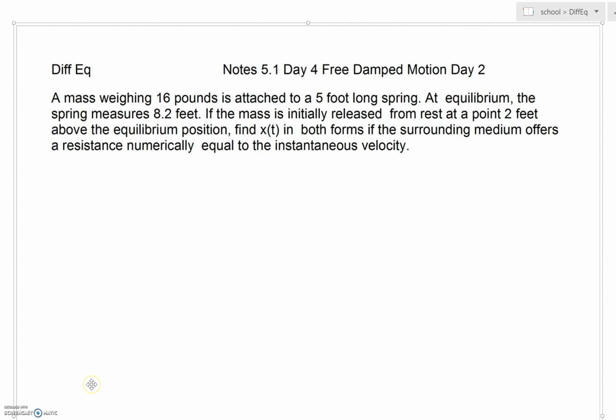Differential equations, 5.1, day 4. We have a second day, day 2, of free damped motion. This problem has a little bit of a twist to it. It's kind of a nice little twist.